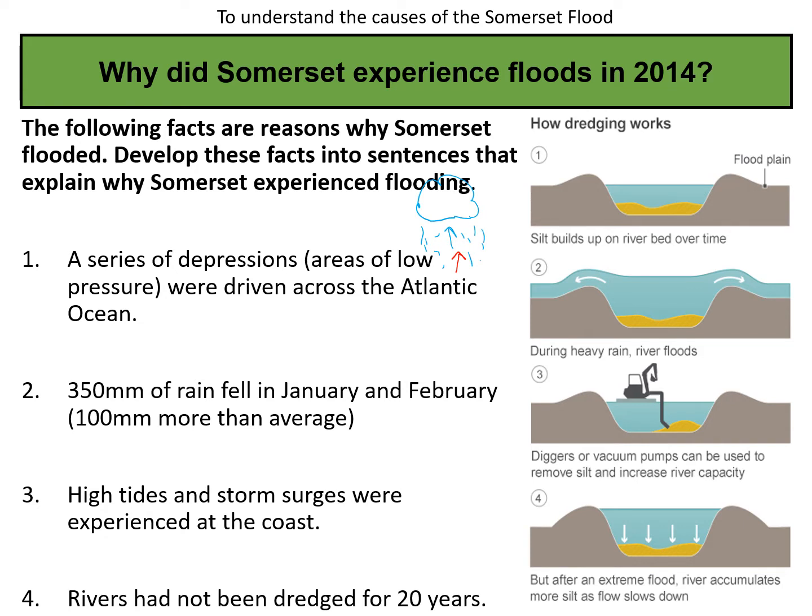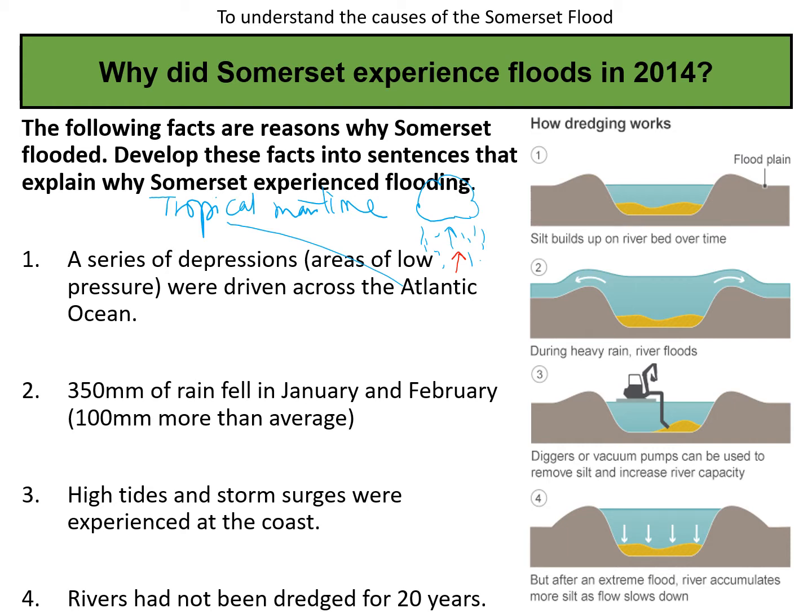Okay, and this was coming from the air mass, the tropical maritime. 350 millimetres of rain fell in January and February, so that's more than the average. Remember that the region is very flat, so it wouldn't have been able to run off. High tides and storm surges were experienced at the coast. Remember that Somerset is found on the coastline, it's found on the west coast of England, and rivers had not been dredged for 20 years.